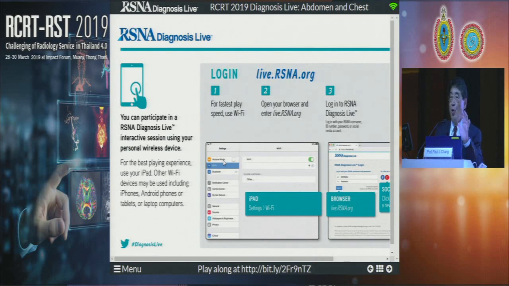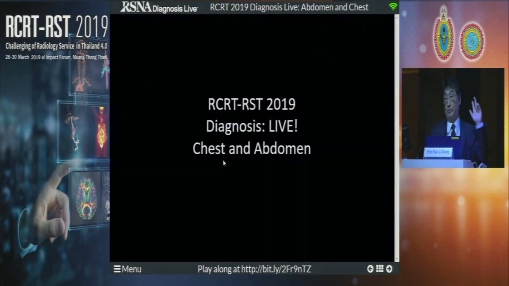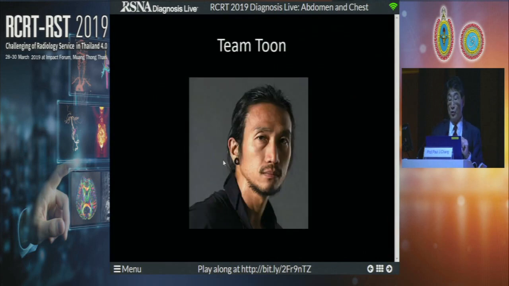So most of you, hopefully by now, have logged in, and the way you know that you've successfully logged in is you should be randomly assigned to one of two teams. Okay? So, first of all, how many of you are on Team Toon? Raise your hand. How many of you are Team Toon? Let's hear it. Let's say yay for Team Toon.